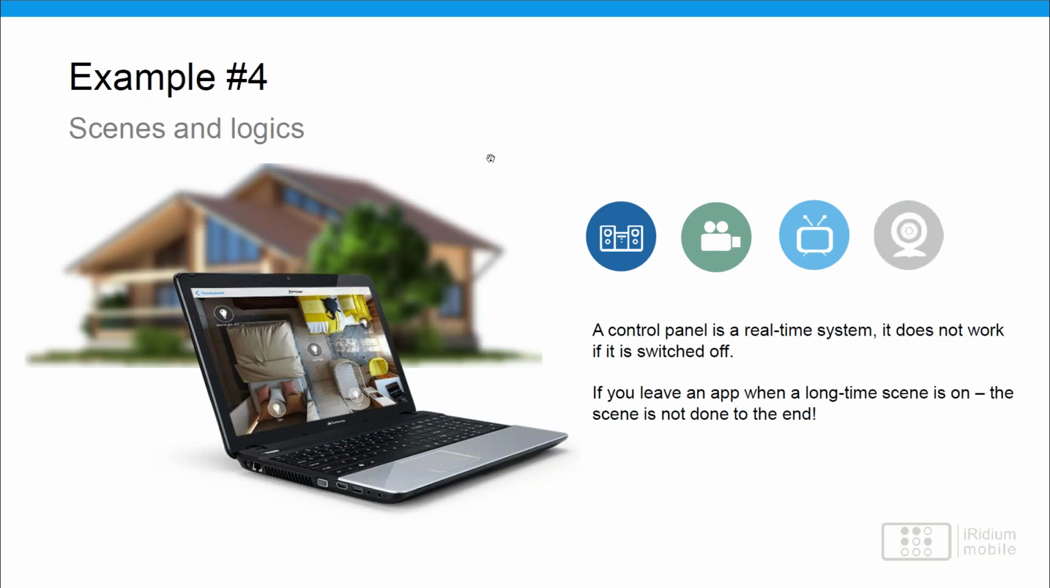And the next sample, the last sample, is working with scenes and logics of your project. If you want to make some schedule that works 24/7, you are not able to use a control panel for it. A control panel stops working when you turn the tablet or smartphone off, so you are not able to create long-time scenarios. A real-time system is not ready to do it. So you will be able to create all the scenarios on the server and they will work there.